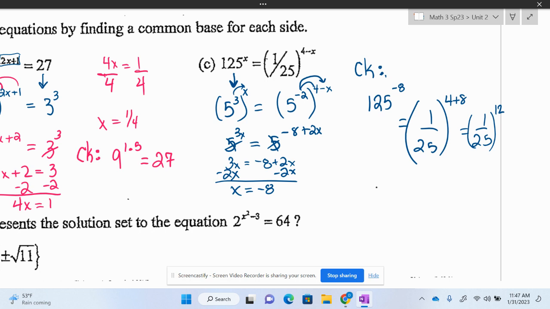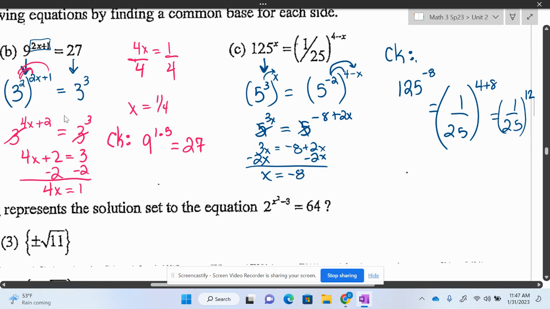Okay. Now, do you have to check all of these? No, but it's really beneficial to know how to check them. Super helpful to know how to do that. Okay. So we have one more example in our notes.